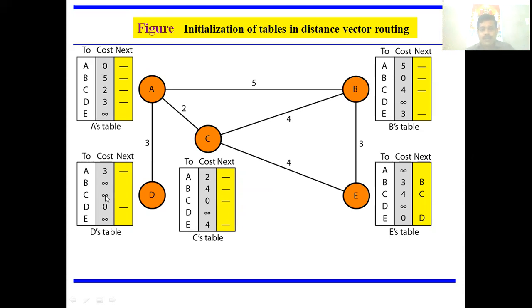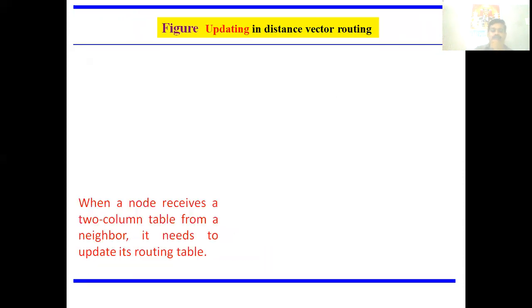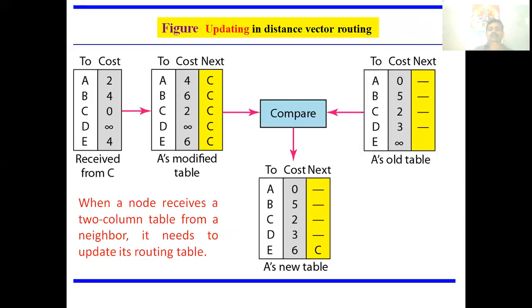So in the first initialization stage, the particular node will be having the information regarding its immediate neighbors only. So next one, updating.